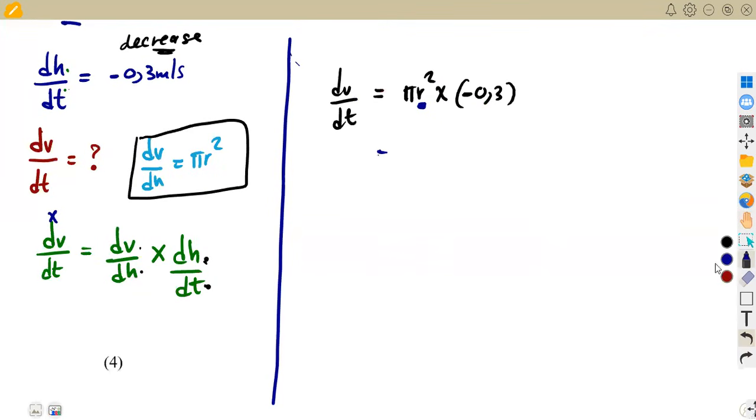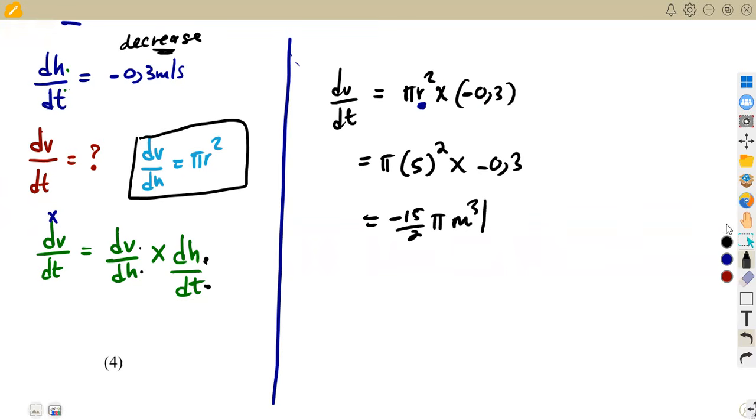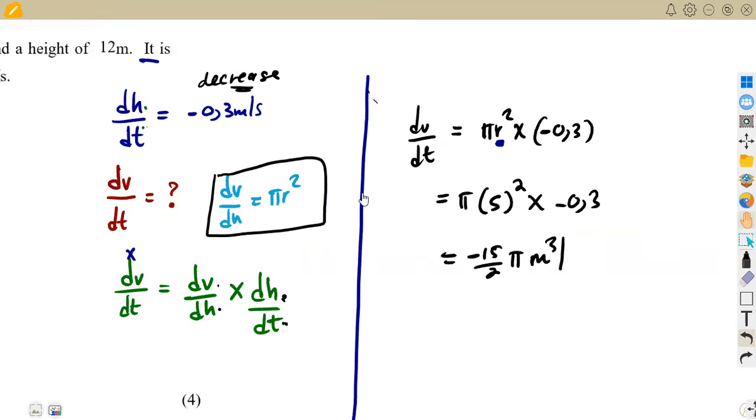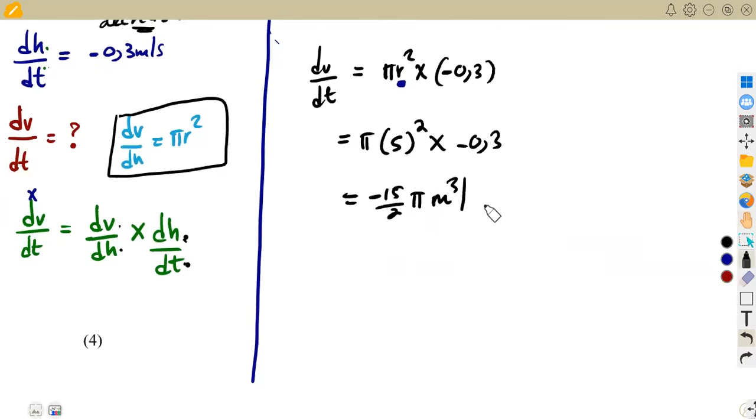So we are going to have our volume decreasing. That is, we are going to have our volume rate as a negative. So it's pi times our radius, which is 5 squared, times the negative 0.3. So this was going to give us negative 15 over 2 pi, which is cubic meters per second. Our volume here was given in meters, so it is going to be cubic meters per second. You use the units that you are given. So thus, in this case, as a decimal, you're going to obtain negative 23.5625 in cubic meters per second.